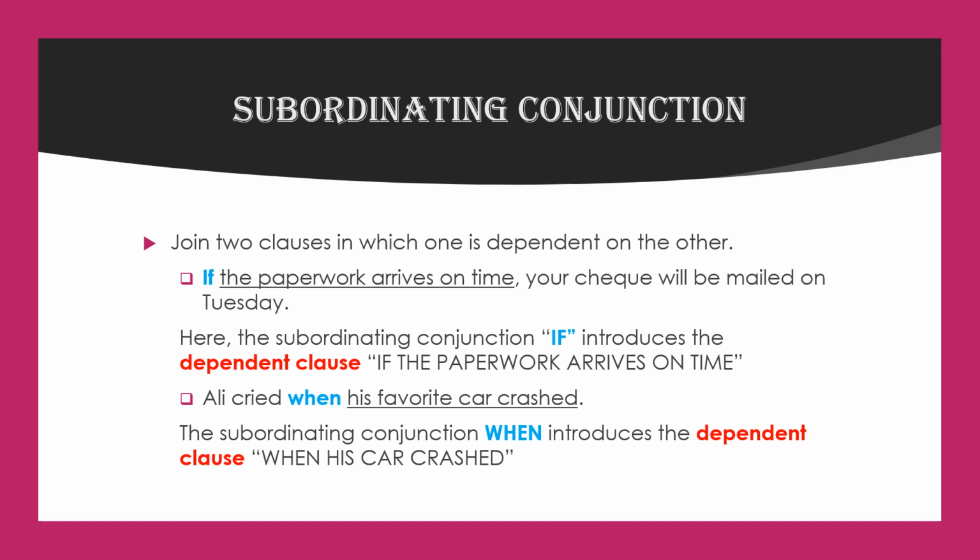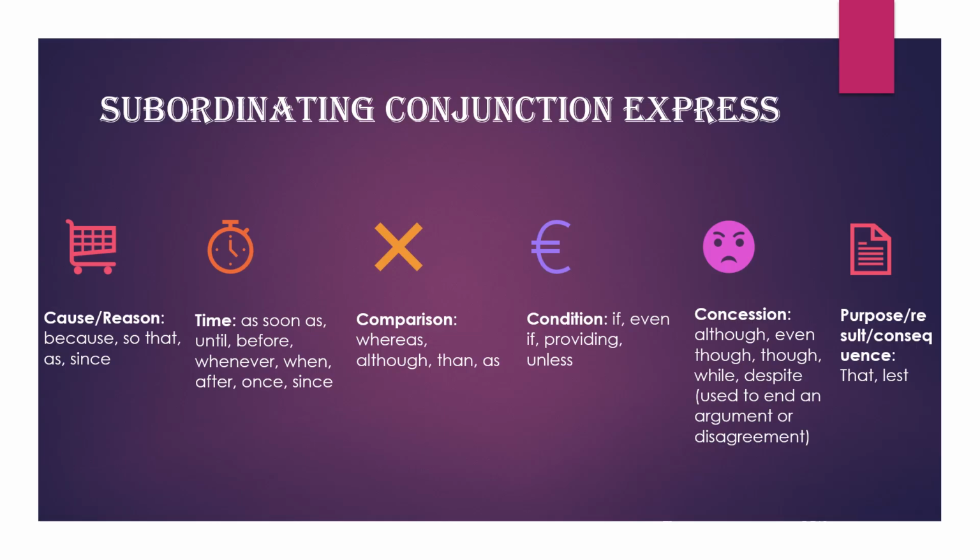So the word if introduces the dependent clause. Likewise, Ali cried when his car crashed. His favorite car crashed. So the word when, which is again a subordinating conjunction, is introducing a dependent clause: when his car crashed. So subordinating conjunctions will be used in a sentence so that they can introduce a dependent clause in a sentence.